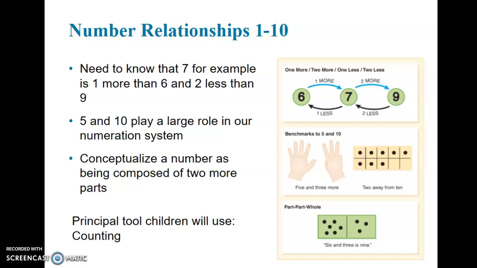You can use the game 1 and 2 more and 1 and 2 less. Benchmark numbers of 5 and 10: because the number 10 plays such a large role in our numeration system, and because two 5's equal 10, it is very useful to develop relationships from numbers 1 to 10 connected to the benchmarks of 5 and 10.